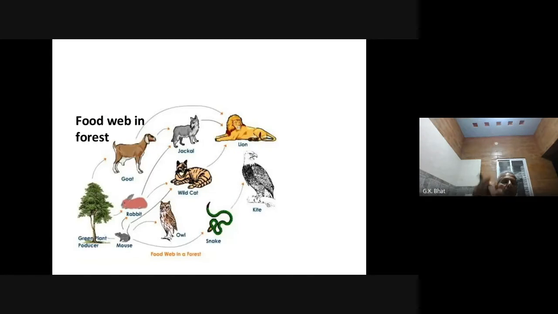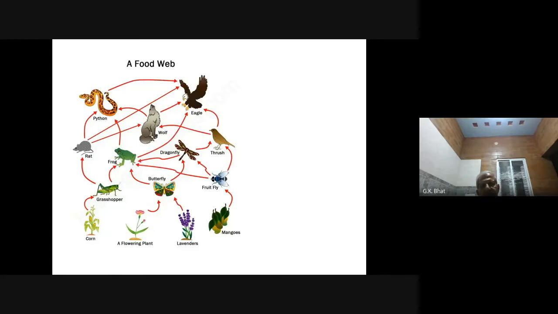Interconnected food chain is a food web. In nature, you can't expect one particular animal to feed on that particular animal only. You can't expect this tiger to always eat a deer. Sometimes it may eat a rabbit also. So, interlinked food chain is always called food web.